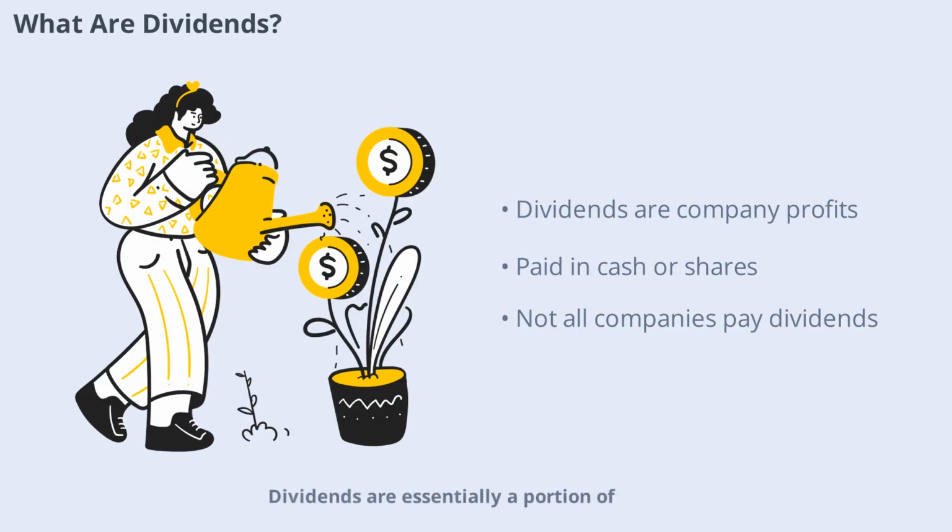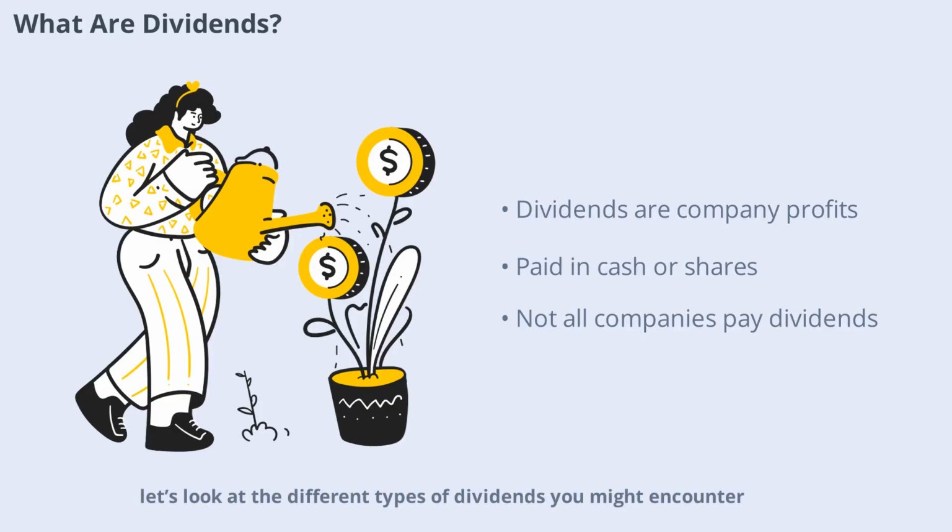Dividends are essentially a portion of a company's profits distributed to its shareholders. They can be paid out in cash, additional shares, or even other property. For many investors, dividends are a steady source of income, especially from well-established companies. However, not all companies pay dividends, and the amount can vary widely. It's important to recognize that receiving dividends doesn't mean you're getting free money. There are tax considerations to keep in mind.